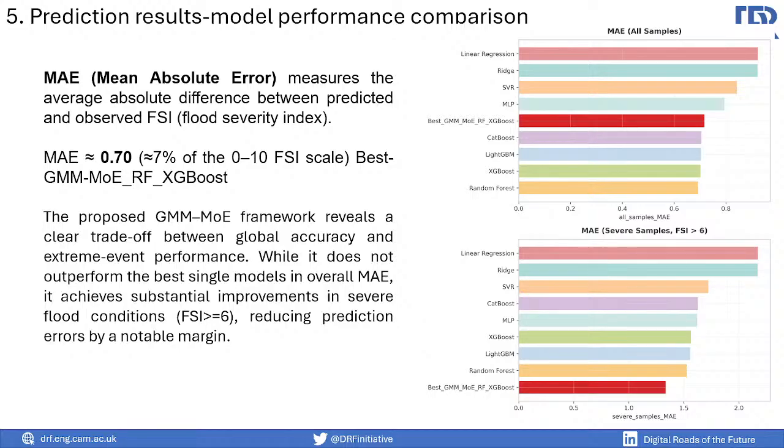But if we only focus on predicting the severe flood events, I think transport operators and managers are more concerned about them. Based on the National Highways report, they treat a flood severity index over 6 as a severe flood event. So for those events, we do the prediction, and we found our model is better.